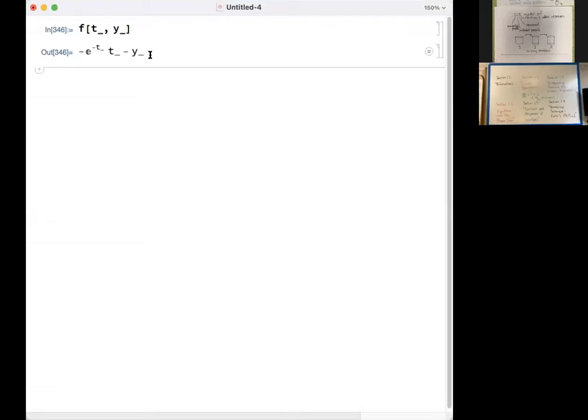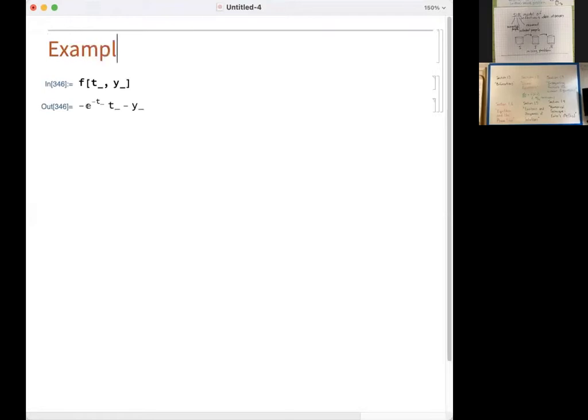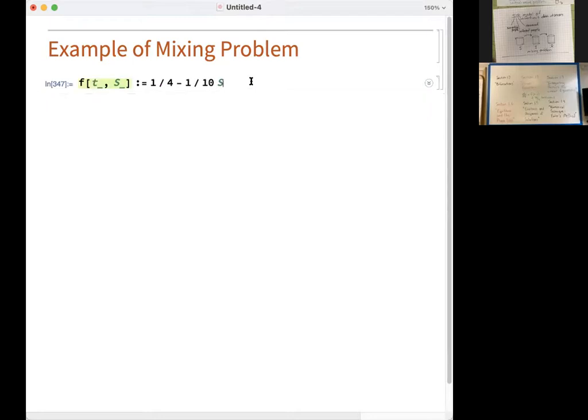Well, this is interesting. The problem is I'm trying to define f of t and y here, but I've got some other variables defined in the system. So I'm going to reset that variable f of t y. In fact, why don't we say s, because we were talking about salt and tank, right? f of t, s is 1/4 minus 1/10 s, independent of time. I ask Mathematica what f of t, s is, and that's not what I want. Okay, reset. Yes, now it's 1/4 minus 1/10 s.